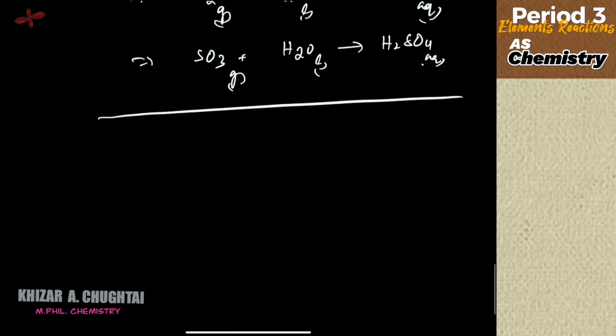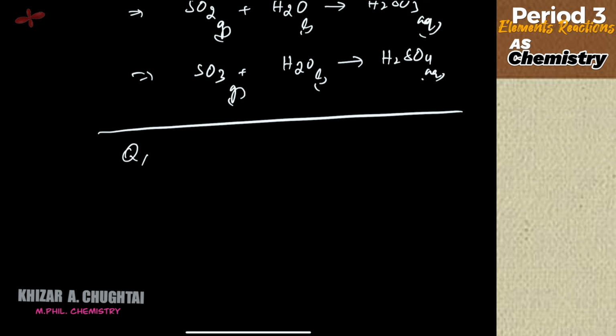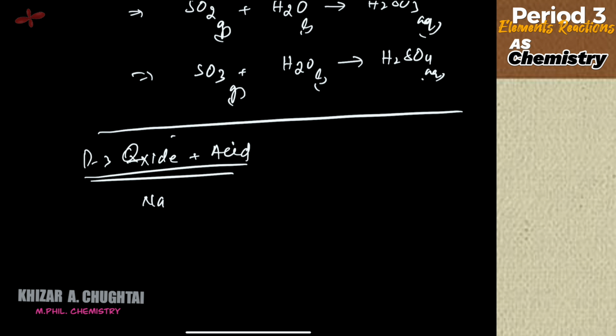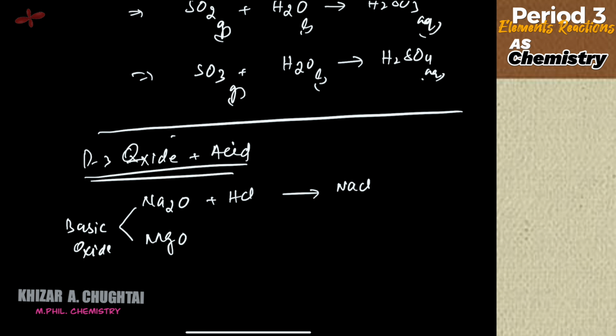Now the reaction of oxide with acid. Oxide plus acid. Period 3 oxides, especially the first two oxides, I mean, sodium oxide, Na2O, and MgO. These both are said to be basic oxides. They both react with any acid like HCl to make salt and water. NaCl plus H2O. So aqueous, solid, solid, and it is aqueous.